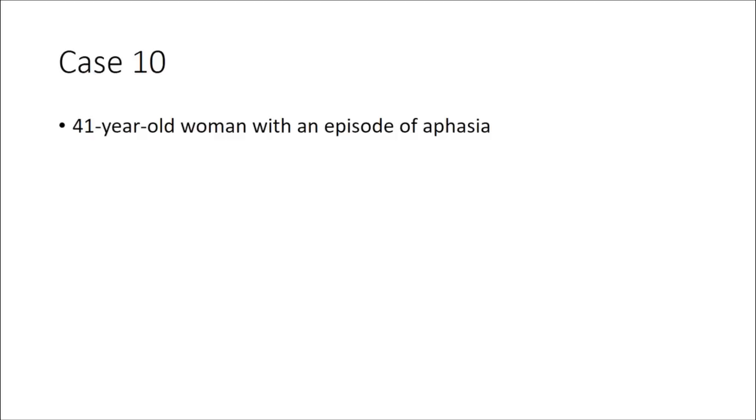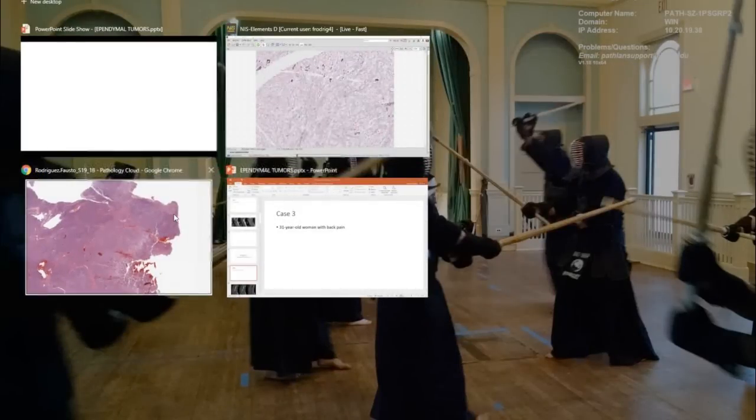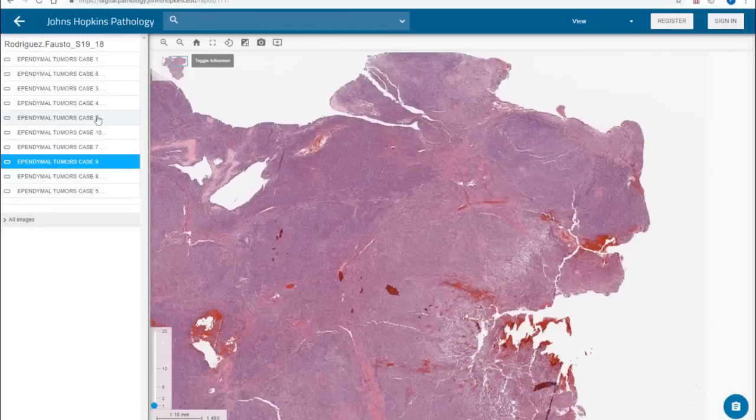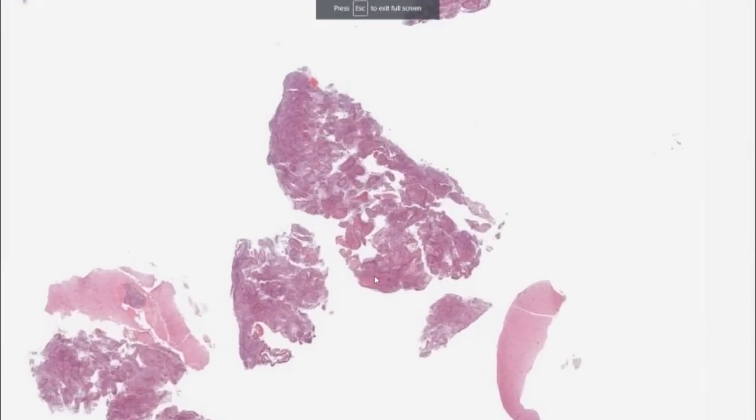Okay, let's wrap up with case number 10. This is a 41-year-old woman that presented with an episode of aphasia. And this is the MRI. This is a well-circumscribed tumor in the hemisphere, kind of close to the cortex, a bit superficial. This is the slide.